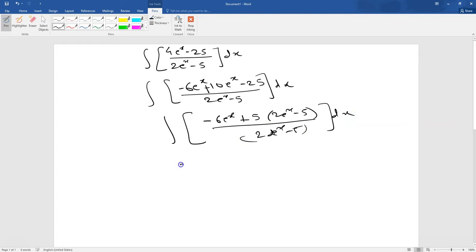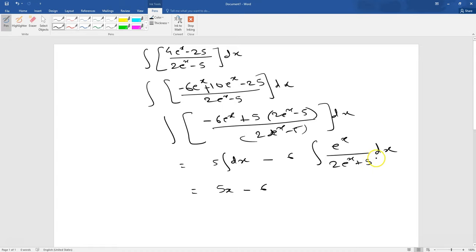So this will be 2 e raised to x minus 5 then dx. Now when you separate this out, this would be 5 dx, minus 6 e raised to x upon 2 e raised to x minus 5 dx. Correct. Now this is the easiest one. This is going to be 5x minus 6. Now what about this? Let's try to find out the integration of this.